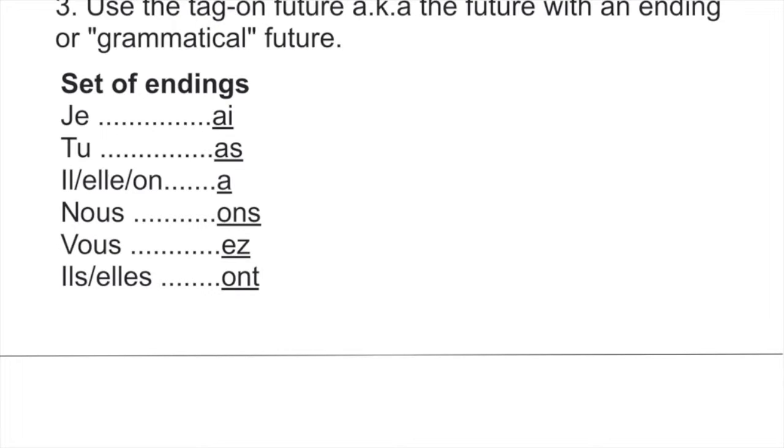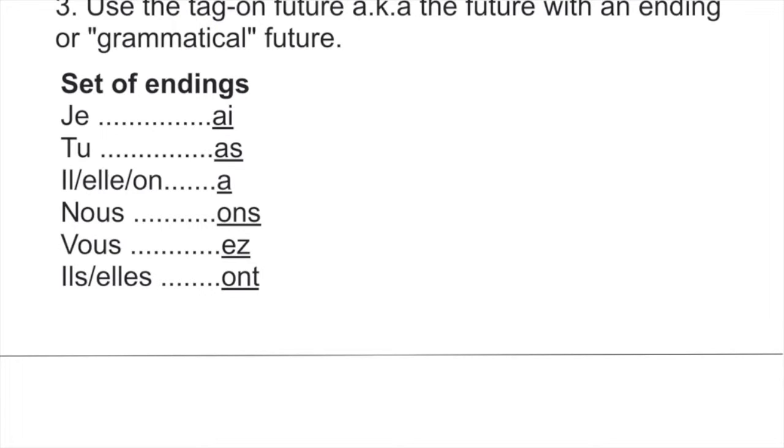More endings, ons for nous and ez for vous, nothing surprising there, and again the s or the z are not pronounced unless we have a liaison onto the next word starting with a vowel sound, in which case we would have a z sound. And finally, ont for ils and elles plural. And here, the t is not pronounced, as you would have guessed, unless, once again, you have a liaison onto the next word starting with a vowel sound. This time, you'd have a t sound.